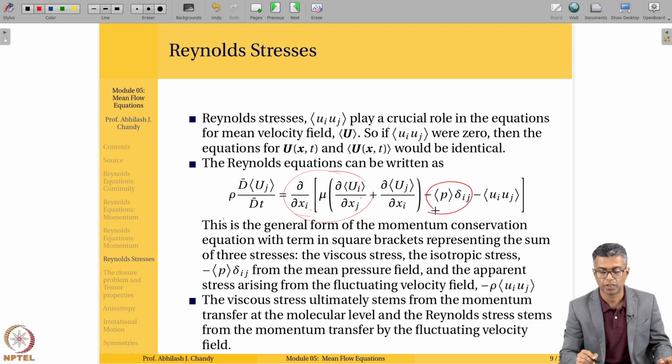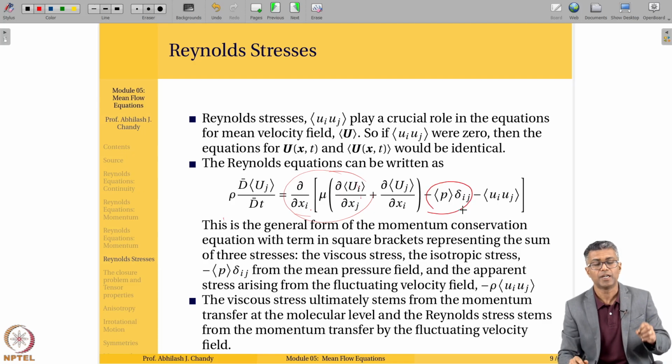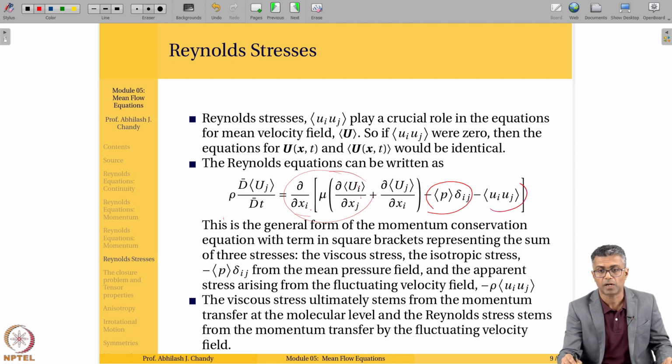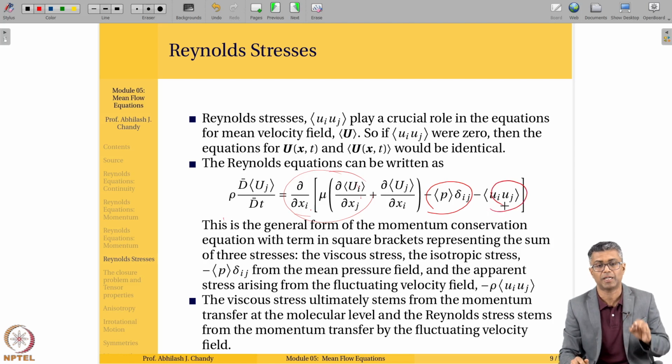You have the mean pressure. We have put in the Kronecker delta to indicate the fact that you only have a derivative of pressure with respect to one component in each of the three equations. So that's the reason, mathematically, in order to make it appropriate, you're putting the Kronecker delta there. And then you have this Reynolds stress term. This is the additional term that arises because of turbulent flow.